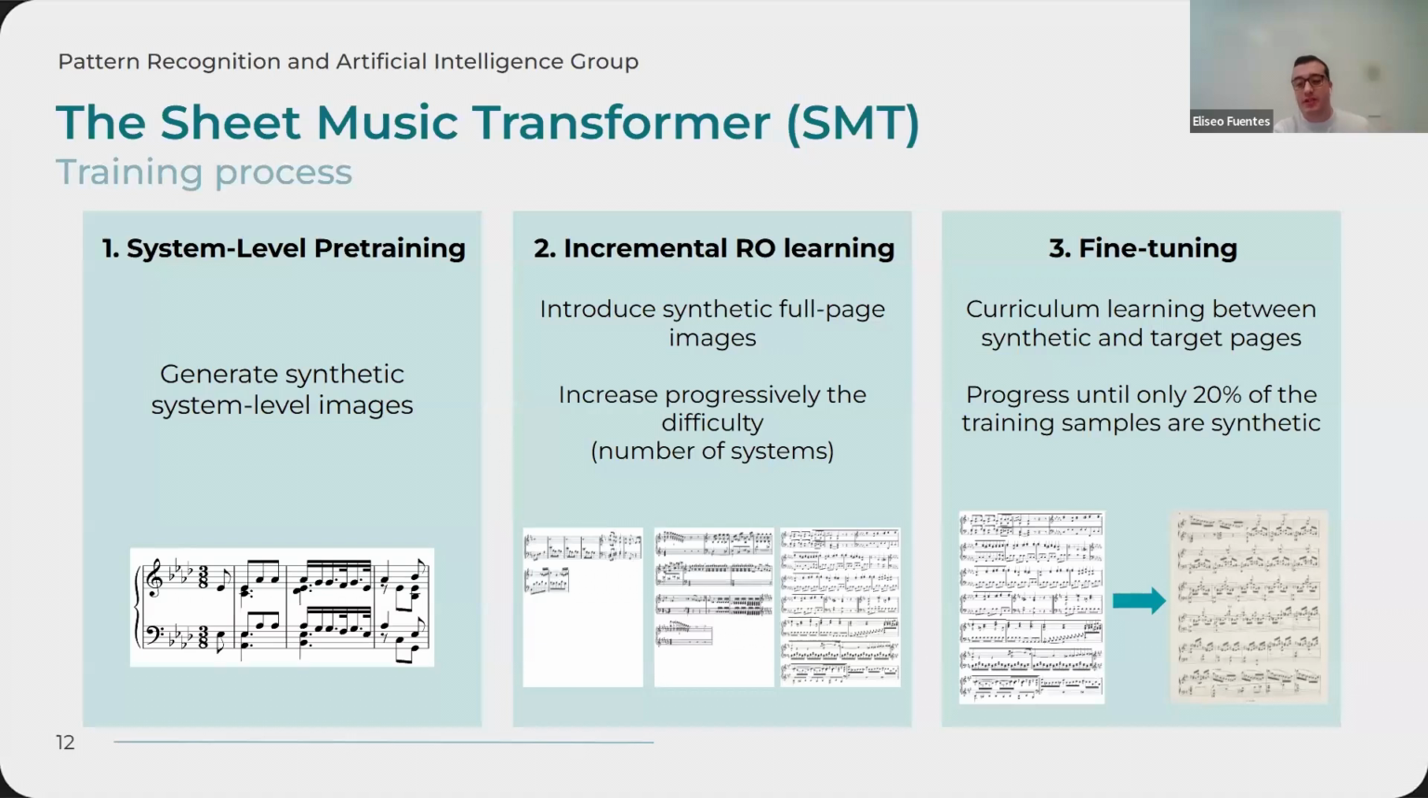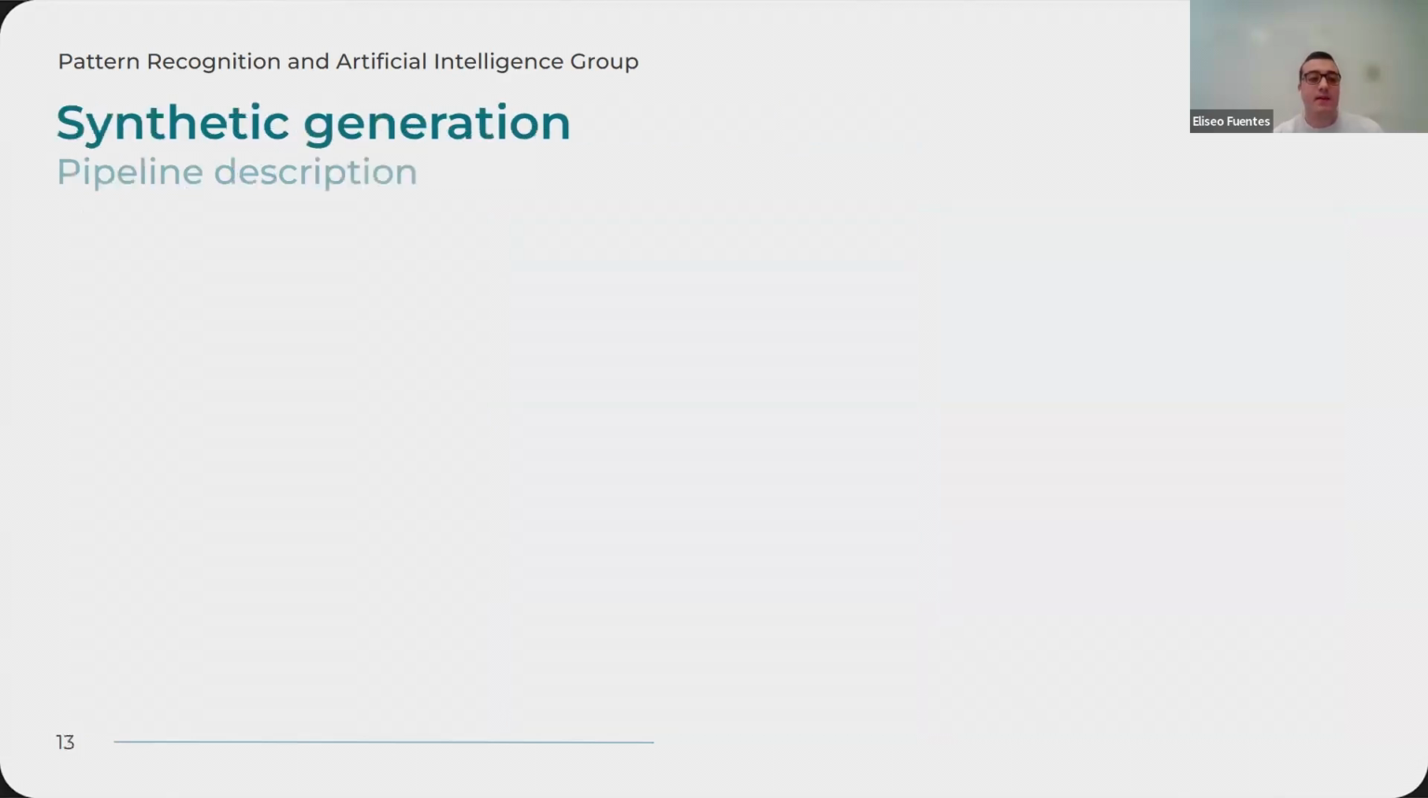So the transition between synthetic data and real data has to be smooth. So in this case, we perform a third curriculum learning stage where we fine-tune into the actual dataset we want to transcribe. And we leave 20% of synthetic samples to avoid overfitting to the training data that can happen in such scenarios.